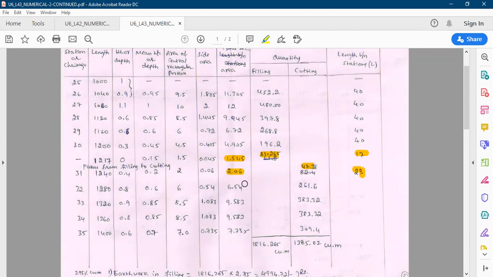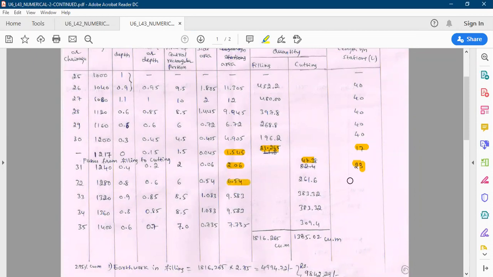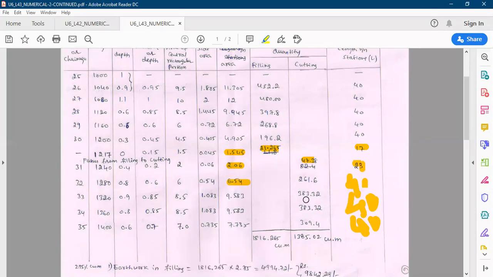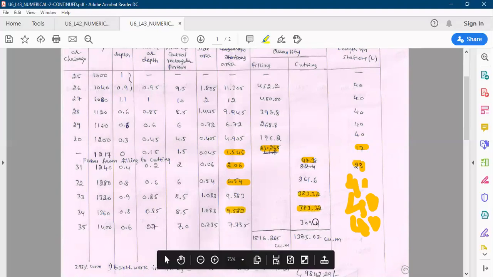So for all the remaining calculations we have to multiply with 40 meter. From now onwards, we have to multiply by 40 meter for all calculations till the end. 6.54 multiplied by 40 gives 261.6. 9.583 multiplied by 40, you will get this value. 7.735 multiplied by 40, you will get this value.